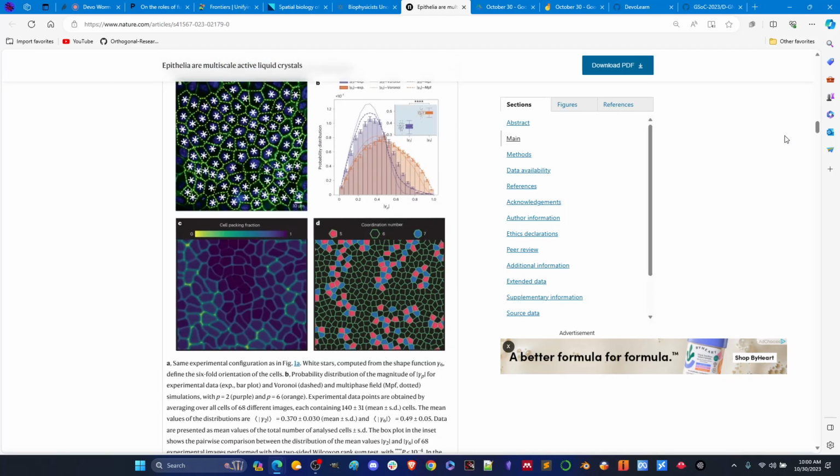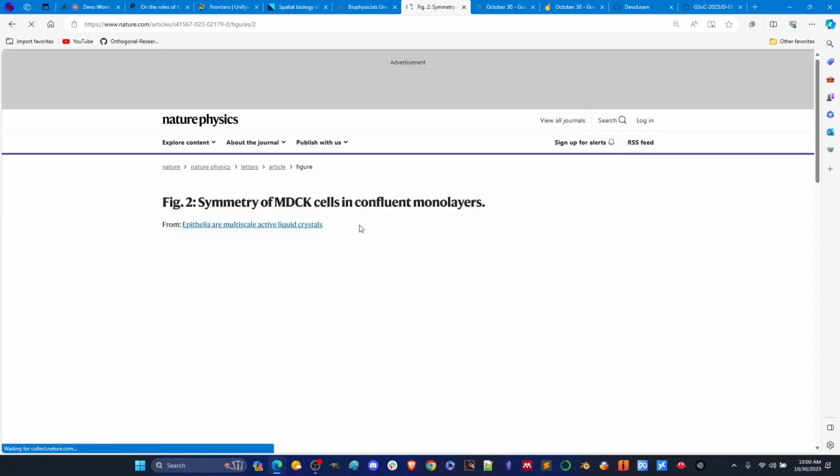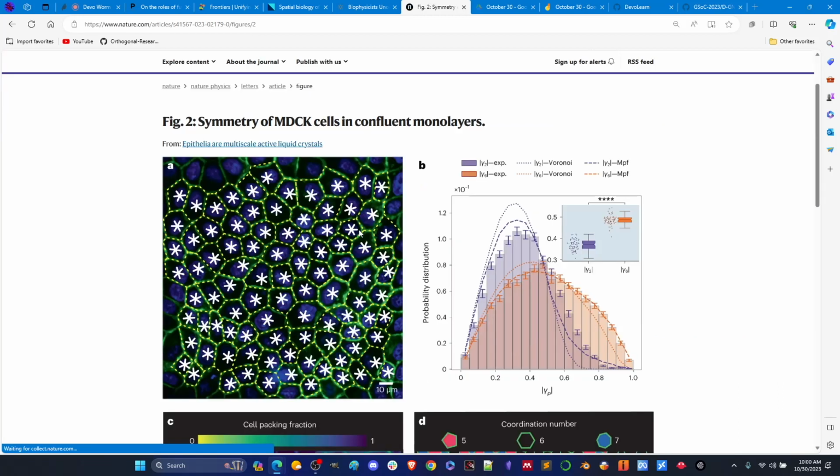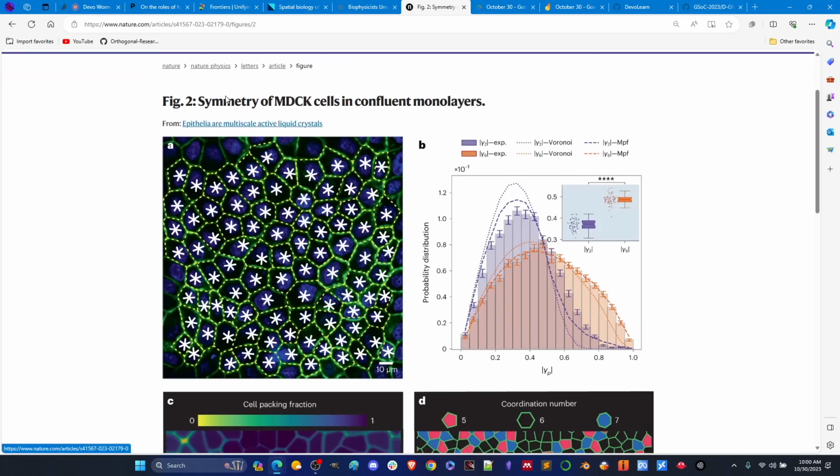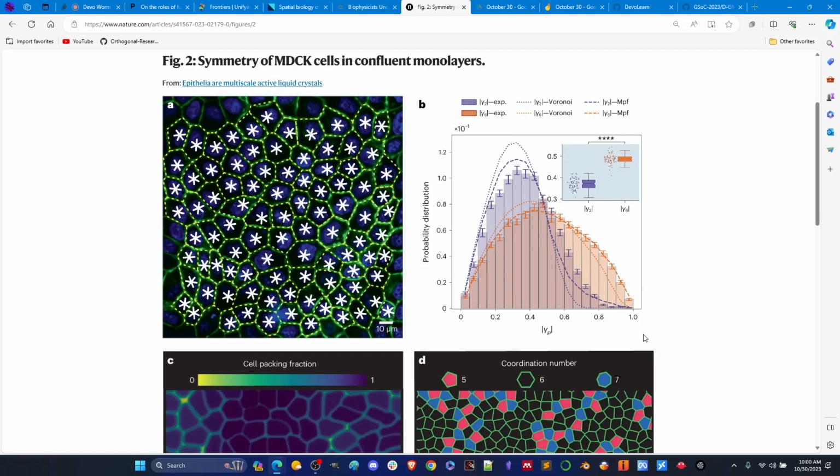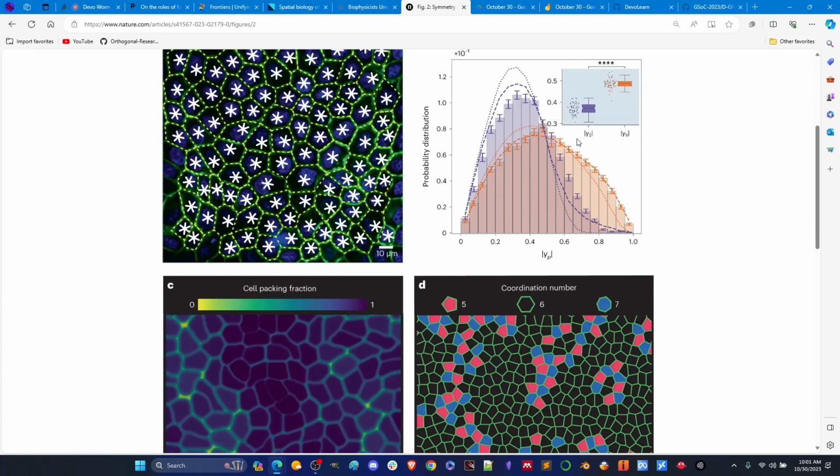This actually shows the same thing, where you get this hexatic order in a model. This is the symmetry in MDCK cells, the type of cells they're using here. So these are human cells. You get this distribution here with a long tail in one case, and in the other case it's sort of a normal distribution. What is B?